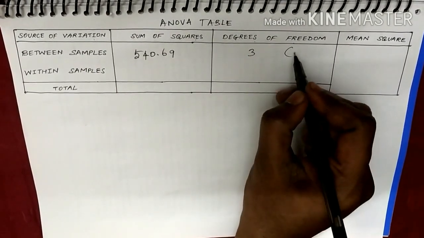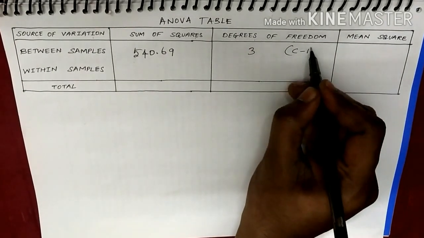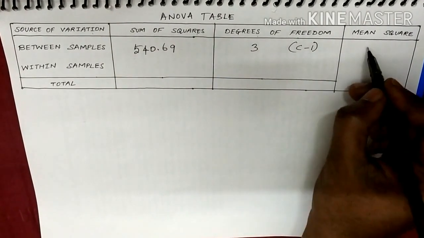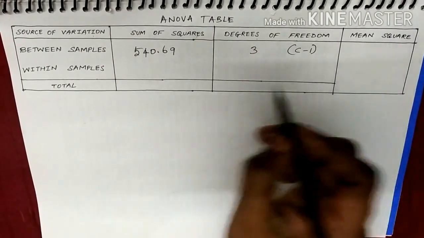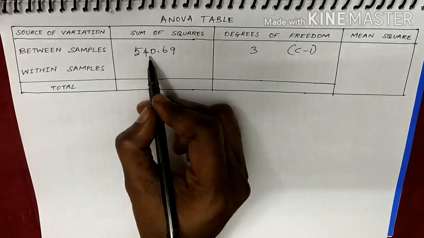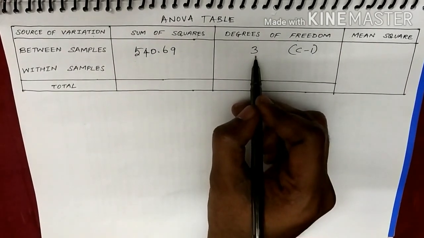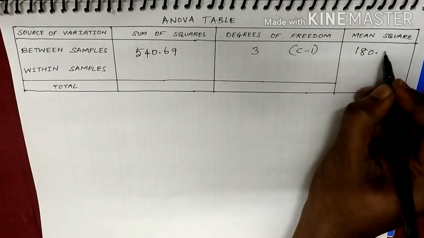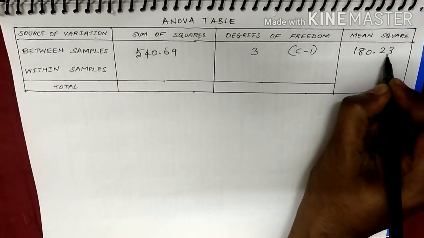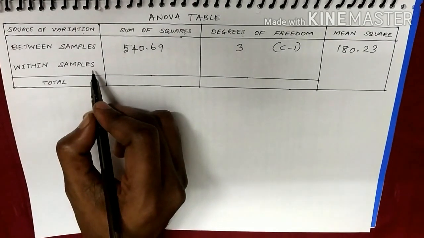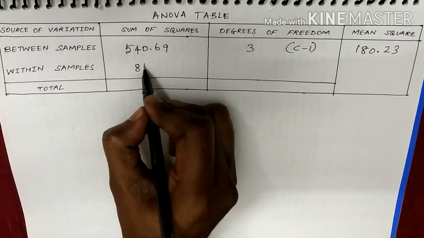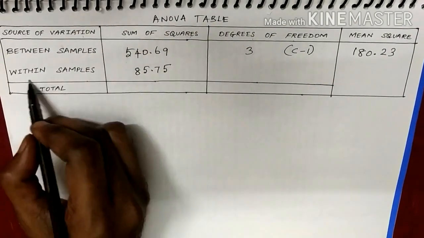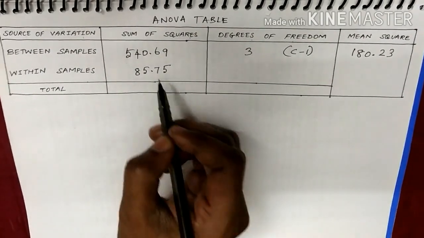If you want, take it down. The formula is C minus 1, number of columns minus 1. Mean square value is nothing but dividing this value by its degrees of freedom. We will be getting 180.23. For within samples, we already got the value 85.75. Sum of squares within samples is 85.75.